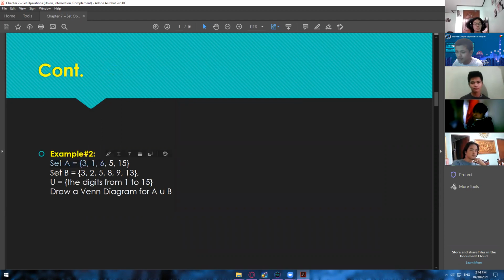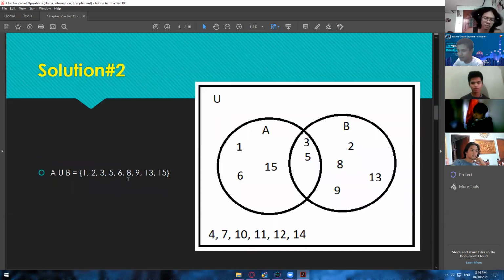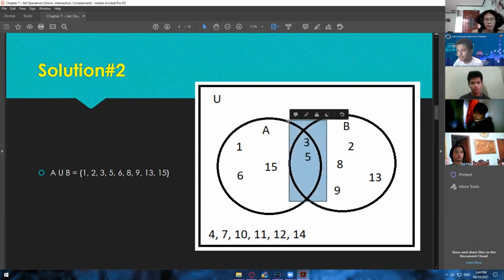We have this set A and then set B, with these elements for set A and elements for set B. And then U is the digits from 1 to 15. The same, draw a Venn diagram for A union B. All we need to do is combine all of their elements. After combining them, we put here the distinct elements of set A, then the distinct elements of set B, and then here their common elements, which are 3 and 5.